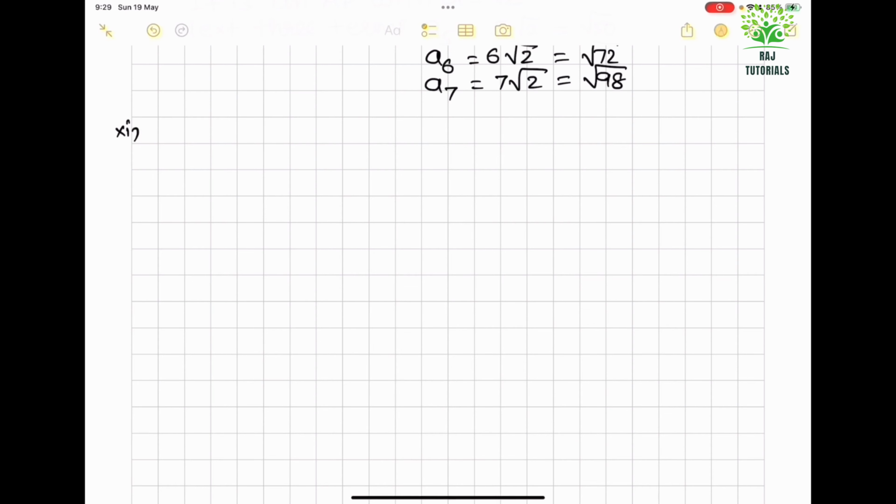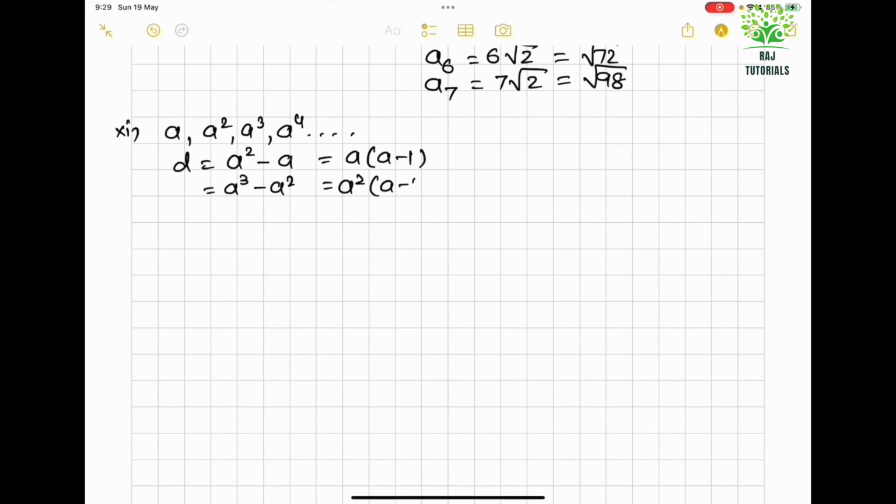The 11th one is A square, A cube, A raised to 4, and so on. So D will be A cube minus A square. So see, if I take common A square here, it is A minus 1. Here, if I take A square common, it is A minus 1. So I can say it is not an AP as D is not equal.